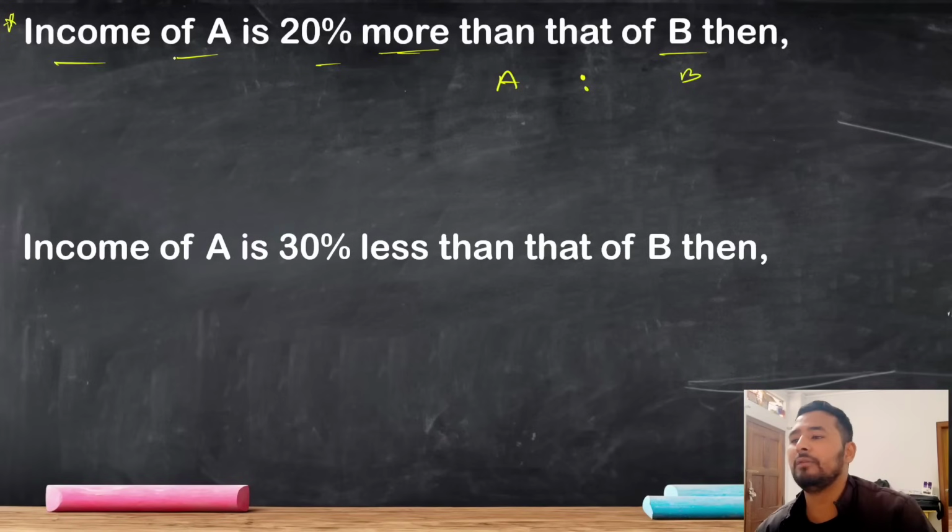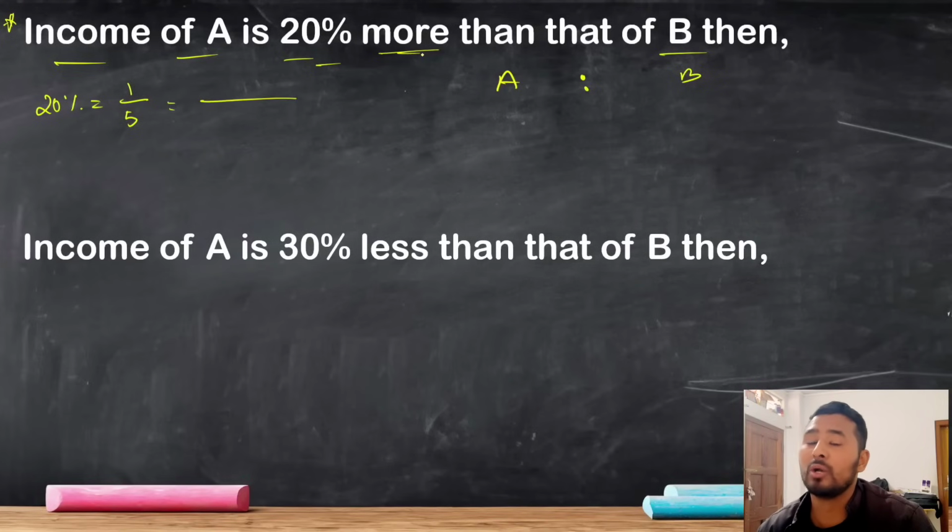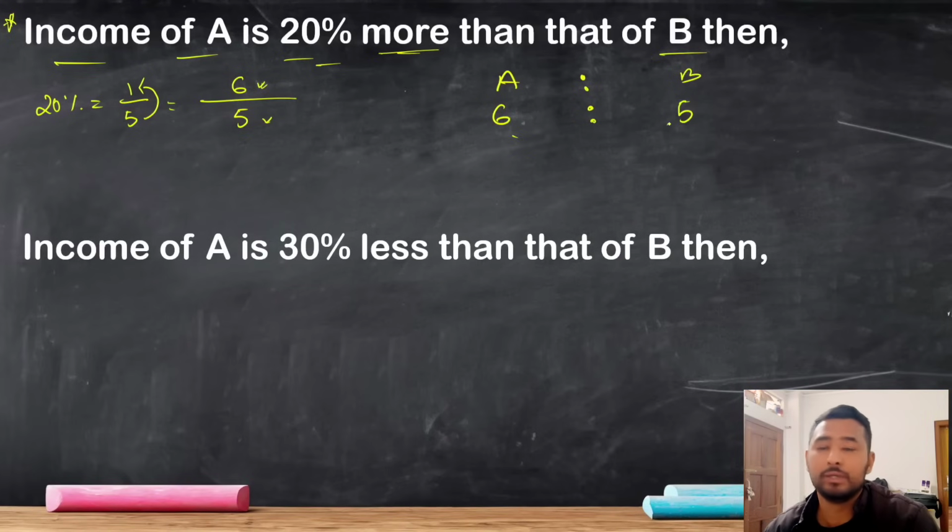So let us see. Income of A is 20% more. Now you know the fraction value of 20% is how much? 1 by 5, right? So what I said, if it is talking about more, added or increase, what you do? The denominator will be 5, same, and the numerator will be increased. 5 plus 1 will be how much? 6 by 5. Now you see, A is more than B, right? So the value of A will be how much? 6, and for B it is 5, because A is more than B. Otherwise A will be less than B, because A is more than B. So write the bigger number first: A as 6, B as 5.